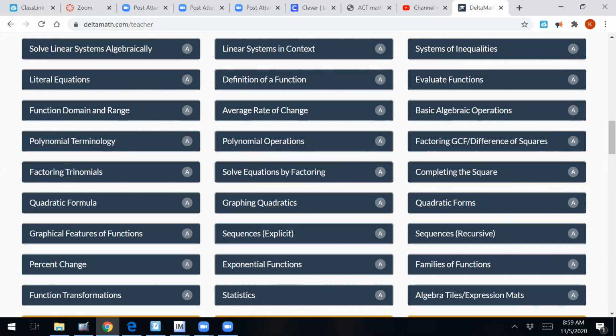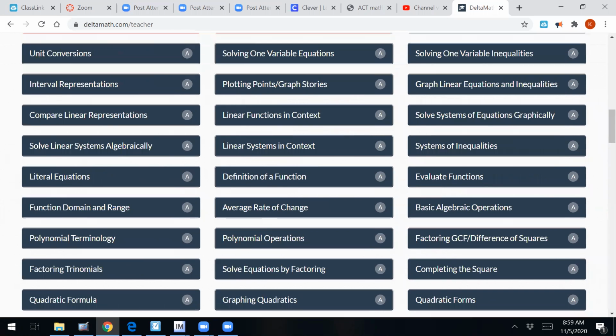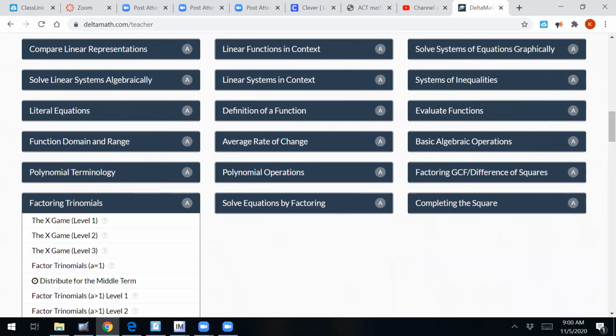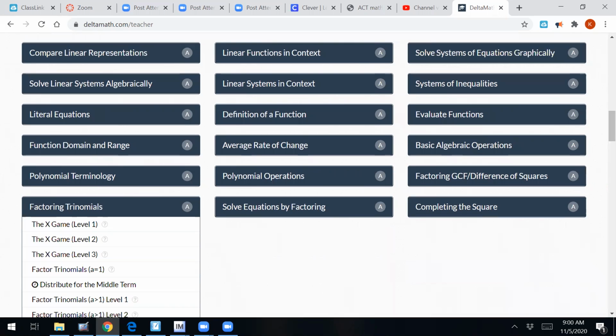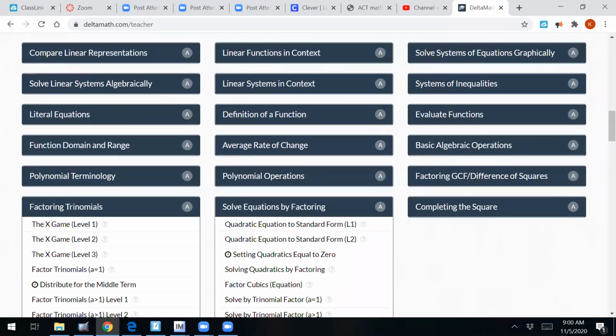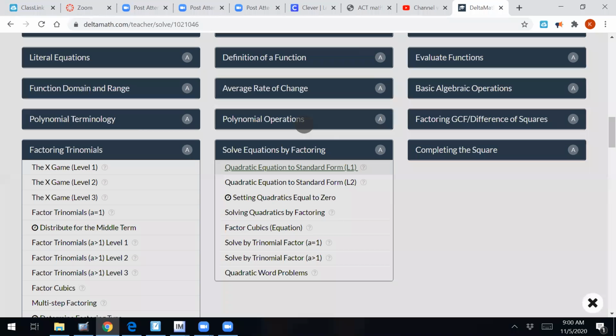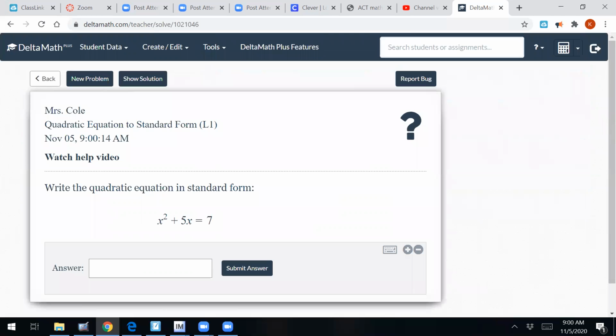We were factoring. Let's just find it. Do y'all see it? No. Factoring trinomials? Yeah, you're right. But we didn't start with the game. I started with something else. It's the solving by factoring. That's what it is. Yes. Okay, this is how we started.